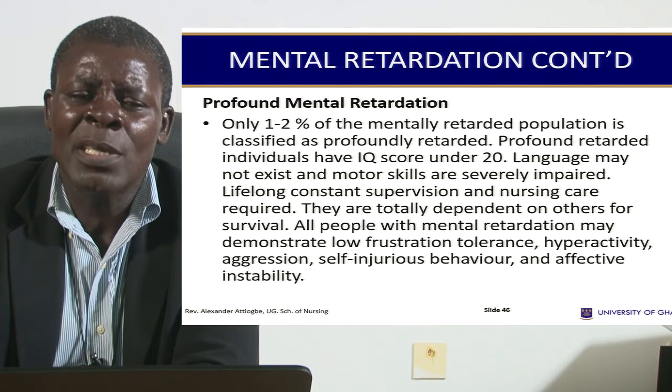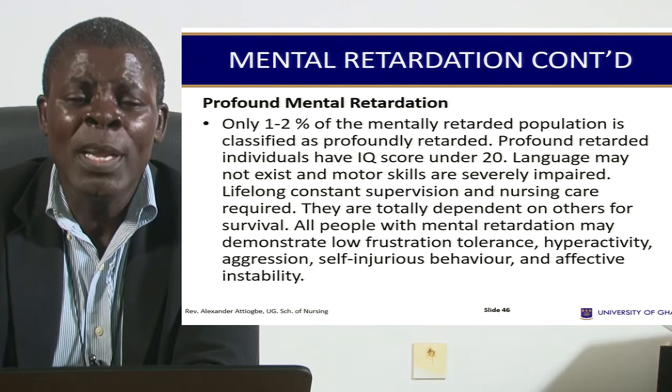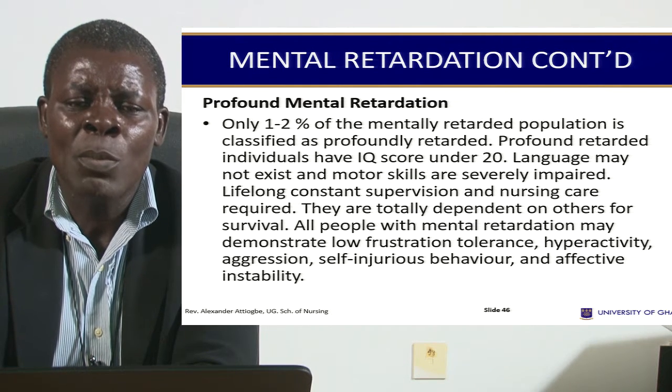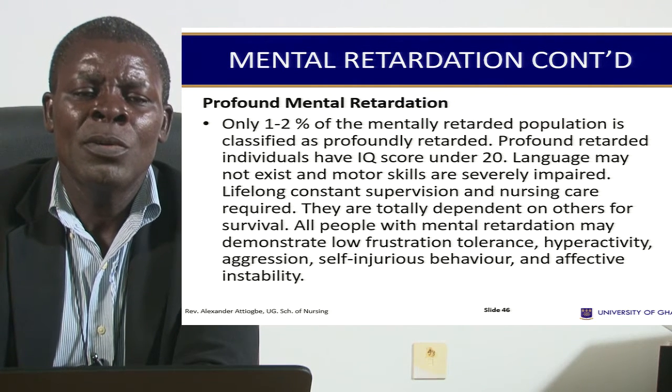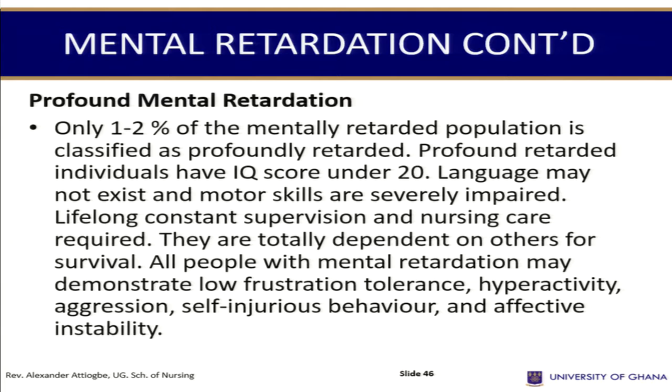The final level is the profound mental retardation. Only 1 to 2% of the mentally retarded population is classified as profoundly retarded. Profoundly retarded individuals have an IQ score under 20. Language may not exist and motor skills are severely impaired. Lifelong constant supervision and nursing care are required. They are totally dependent on others for survival. All people with mental retardation may demonstrate low frustration tolerance, hyperactivity, aggression, self-injurious behavior, and affective instability.